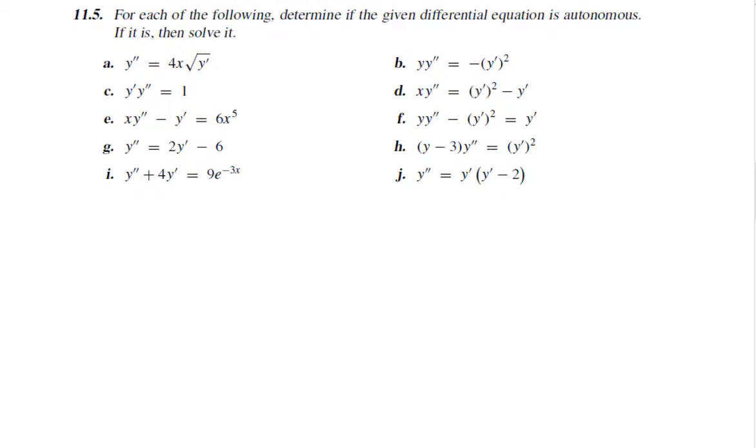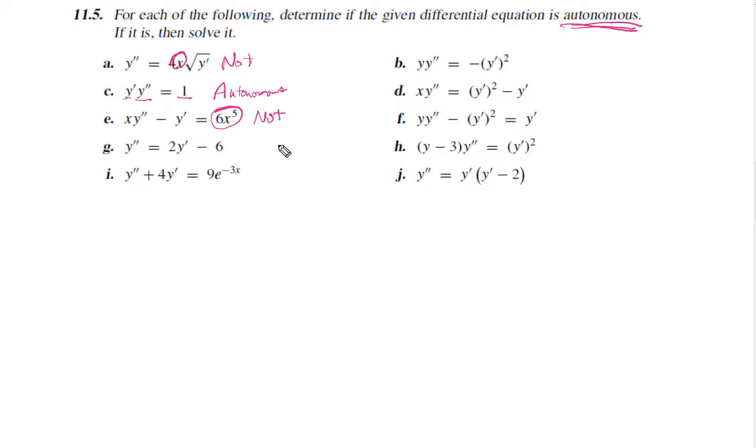Now, number 5, let's take a look at these, at least the ones on the left-hand side that are not on your homework, and determine if they are autonomous. So notice on this first one, we have an x, so this is not autonomous. The second one, we have y prime, we have y double prime, we've got a 1. This one is autonomous. And on the E choice, notice we have an x, so this is not autonomous.